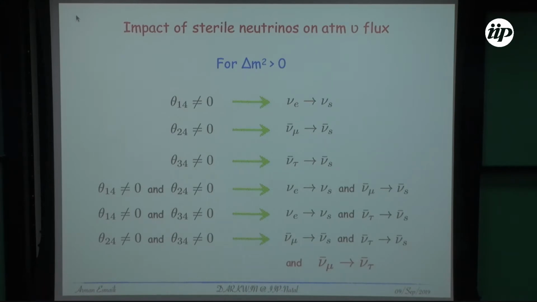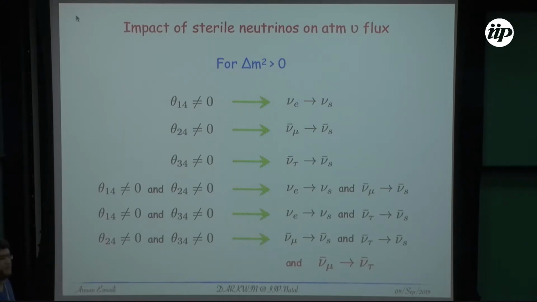So the impact at the end will be this: for theta 1, 4 different from 0, assuming that the delta m square of the sterile is positive, it means that the sterile state is heavier than all the active neutrinos, which is a very reasonable assumption. Otherwise, we will have a lot of problems with cosmology. Theta 1, 4 different from 0 gives you a resonance in nu e to nu s, theta 2, 4 in nu mu bar to nu s bar, theta 3, 4 in nu tau bar to nu s bar. Obviously, if you have both of them different from 0, you will have both of the channels.